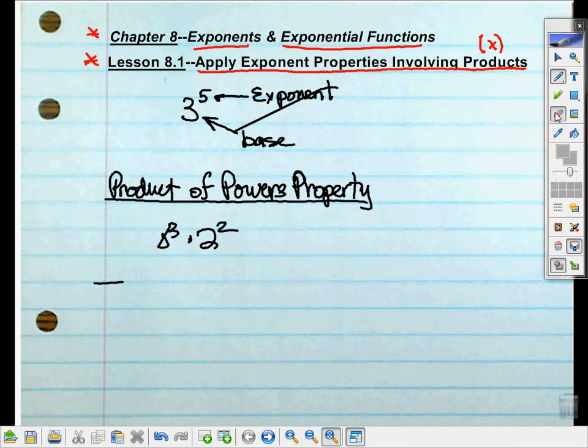We got a 2 there that did not write correctly, so I'm going to erase that quick. Let's go back. If we have 2 to the 3rd power times 2 to the 2nd power, there is an easy way for us to get an answer to that or simplify that math problem. And it really relates to making sure you understand that this 3 means you're going to have 2 times 2 times 2, or 3 2's multiplied together. And also understand that that 2 means you're going to have 2 times 2 multiplied together.